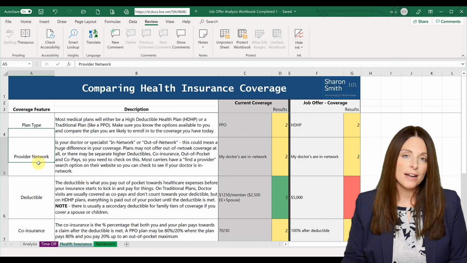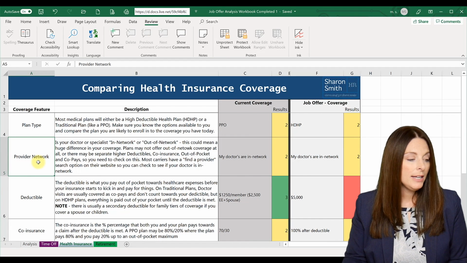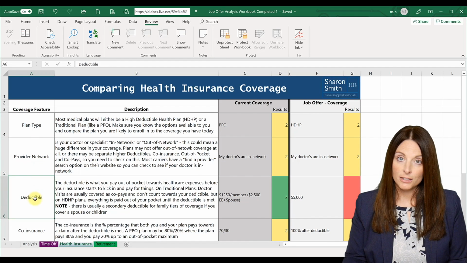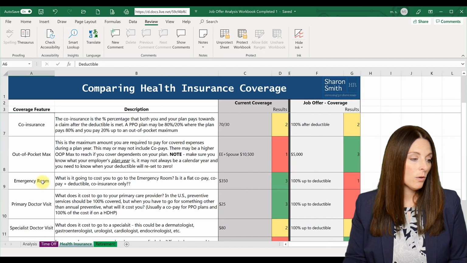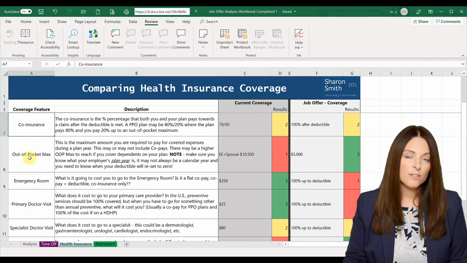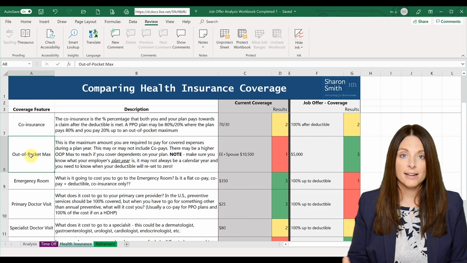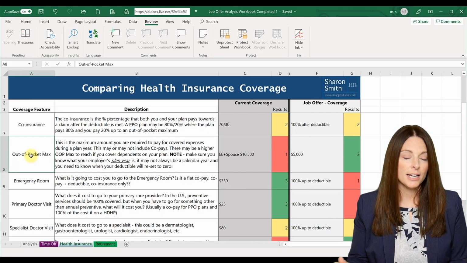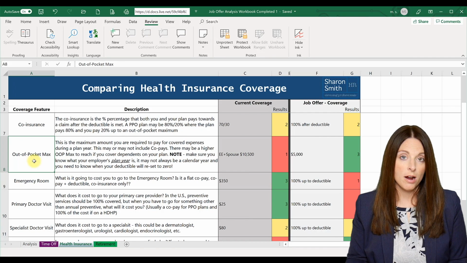The other thing is your provider network. Is the doctor that you go to in their network or not? What is the deductible, the amount that you pay out of pocket until other benefits or coinsurance kick in? What is the coinsurance rate after the deductible? And then what's your out-of-pocket max? If you were to have a catastrophic claim one year, if you were to have an accident or something, get diagnosed with an illness, and you had to use up all your benefits in one plan year, what is that going to cost you out of pocket?